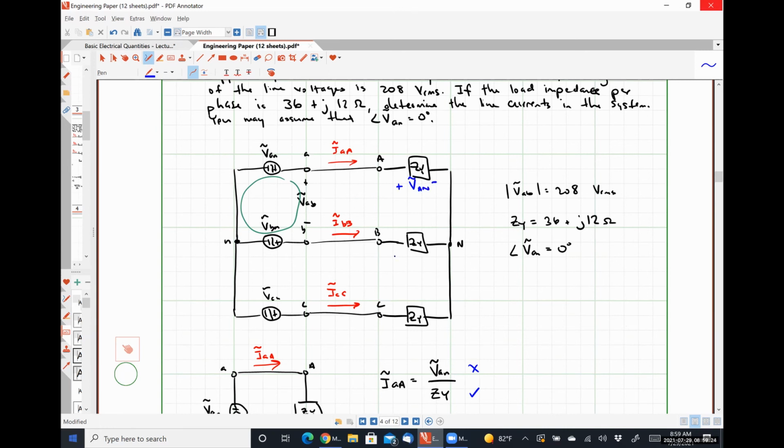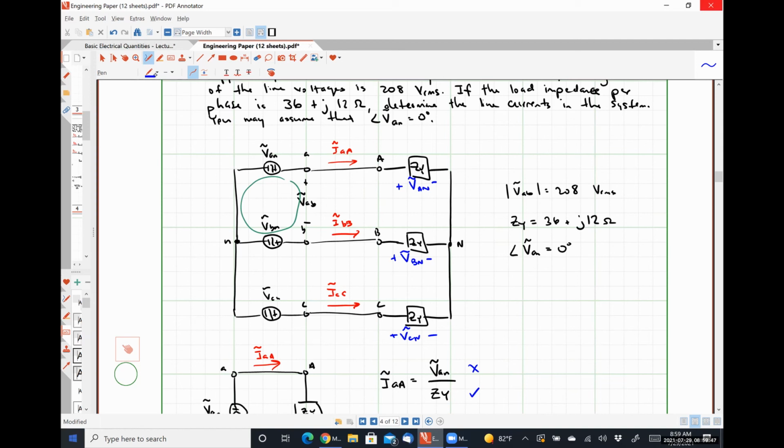The phase voltage VAN, the phase voltage VBN, and the phase voltage VCN. Although technically speaking, that's just going to be the exact same thing as V lowercase an, V lowercase bn, and V lowercase cn, because I don't have any transmission line impedances to worry about.